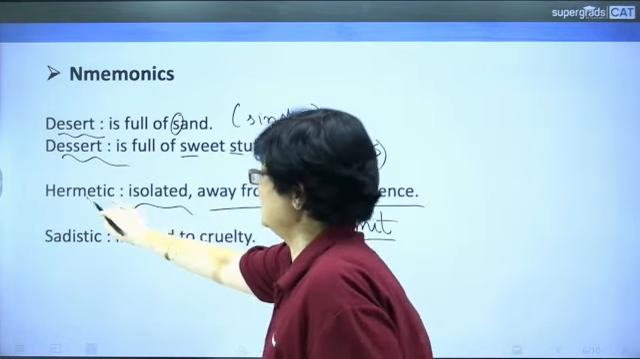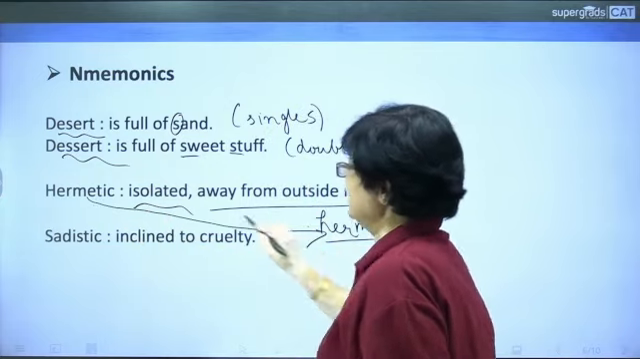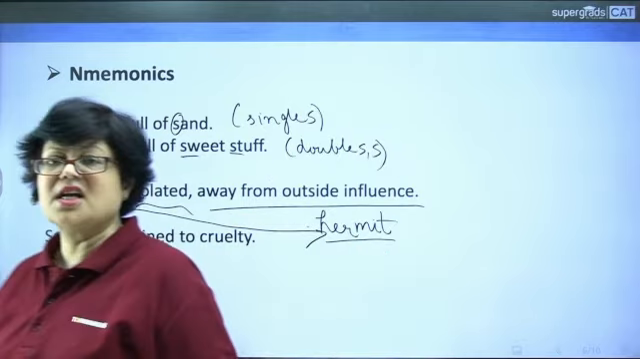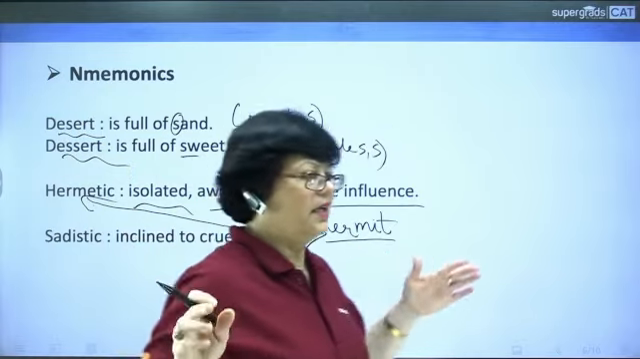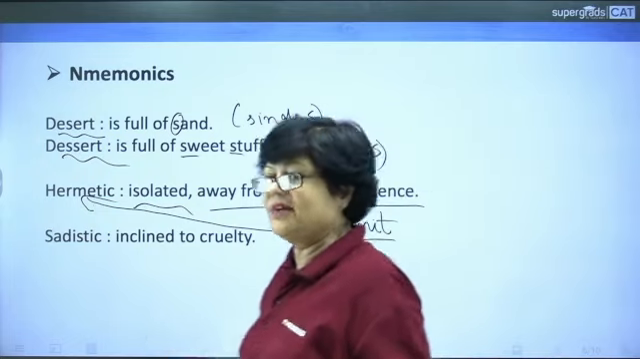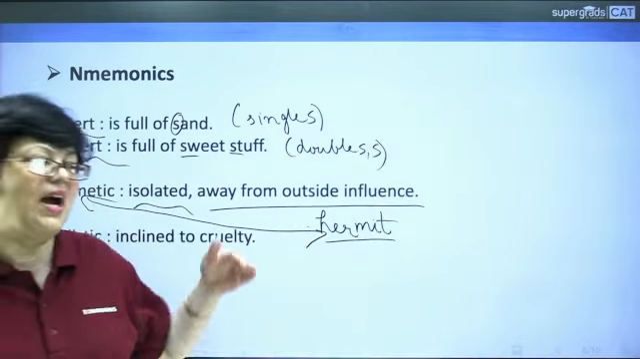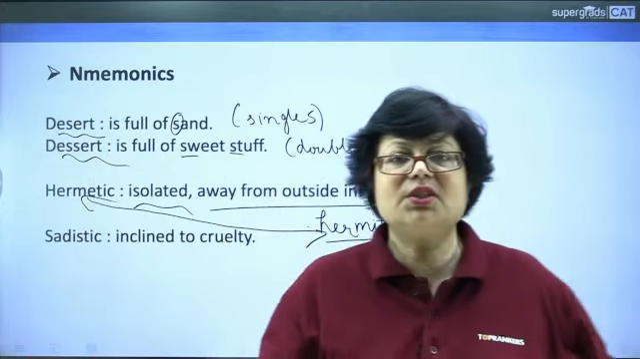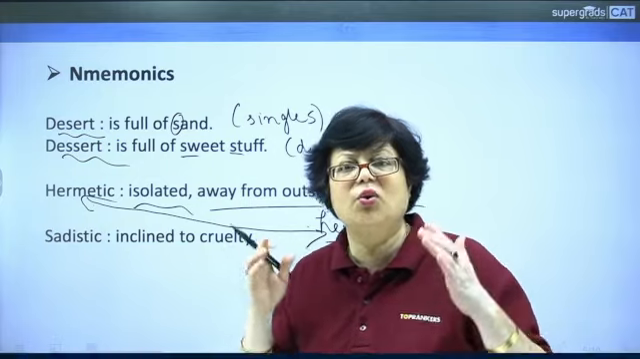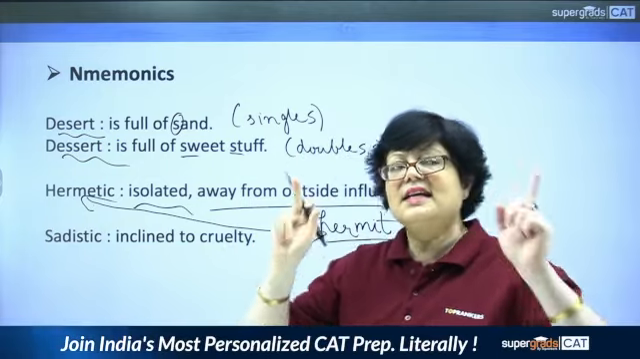You can correlate hermetic with hermit. Hermetic means isolated, aloof, and away from outside influence. For example, I need a hermetic space or a hermetic room because now I want to relax. Or maybe I want to prepare for my CAT exam, so I need a hermetic space. So this way you become aware. You will never forget because you have made your own understanding, your own logical connection.